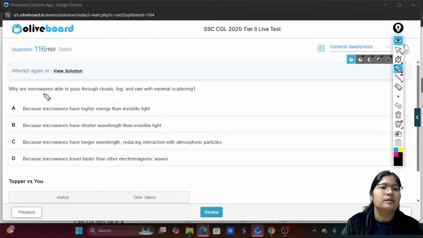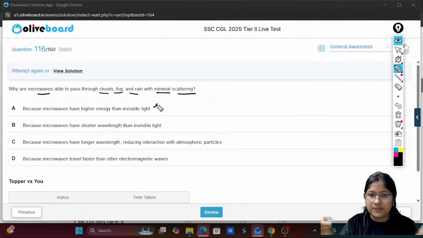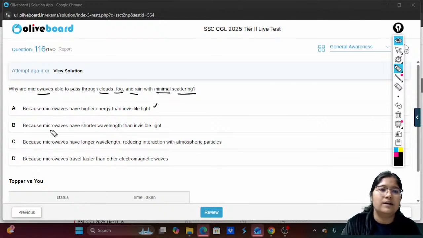Why are microwaves able to pass through clouds, fog, rain with minimal scattering? Why are microwaves able to pass? Because microwaves have higher energy than visible light. Now, in the entire light spectrum, microwaves are in between, right? They're not at any one end.